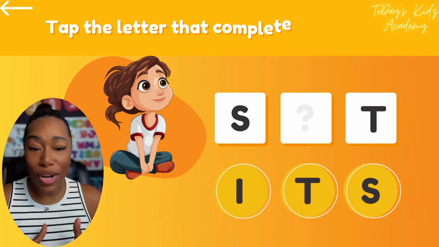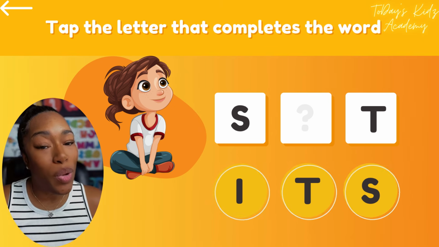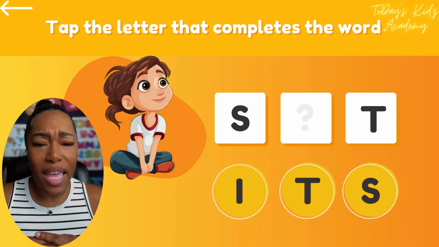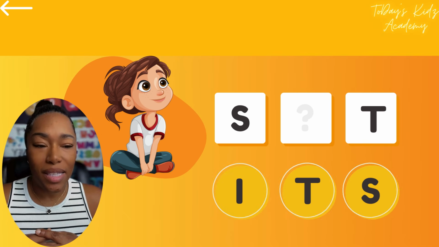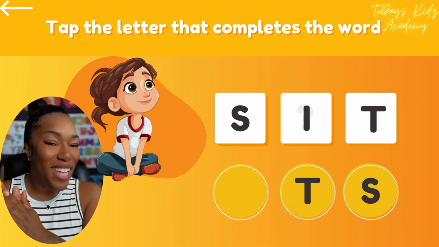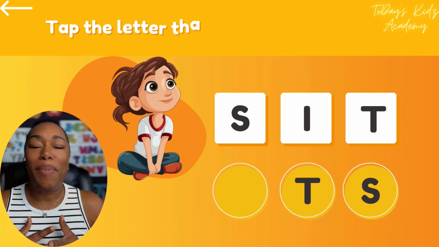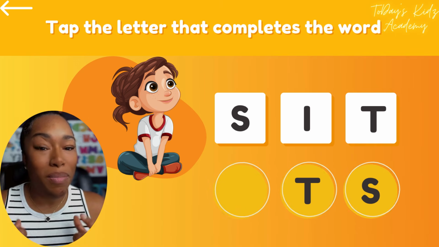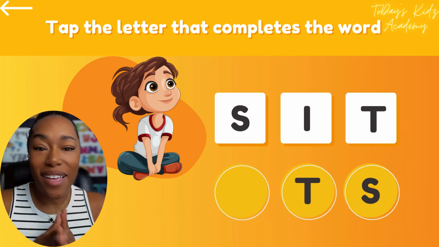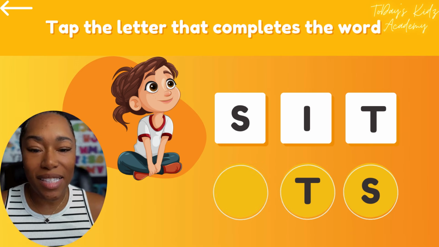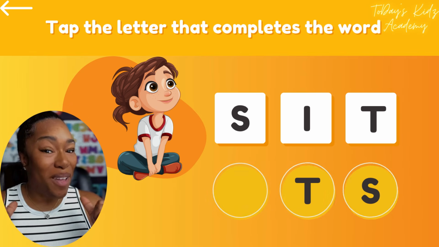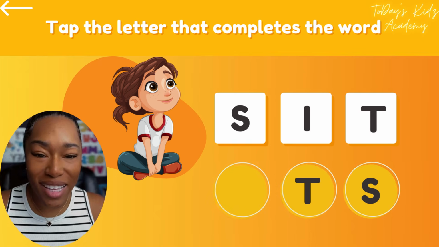Tap the letter on the screen if you know which one is missing for sit. Sit. Did you pick the letter I? Good job, guys. Now, spell sit with Miss Fee. S-I-T. Sit. Are you sitting right now, like Miss Fee? Sit.